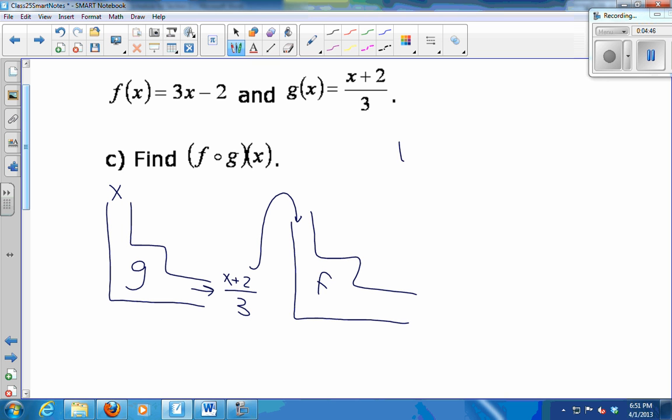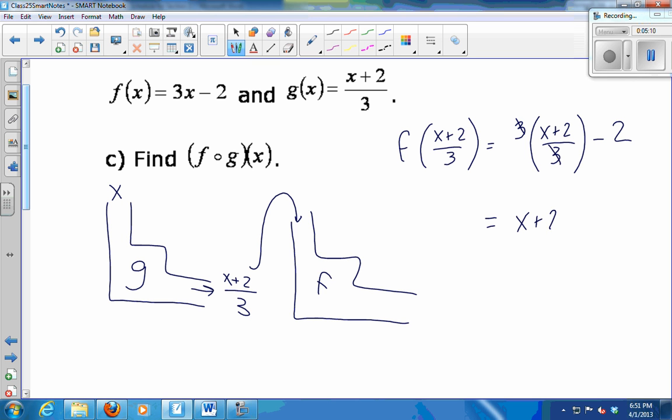So I have to do f of x plus 2 over 3. So that means in my f formula, I'm going to replace all the x's with x plus 2 over 3's. So I'm going to have 3 times x plus 2 over 3, minus 2. When I simplify, these 3's cancel. I get x plus 2 minus 2, which is x.